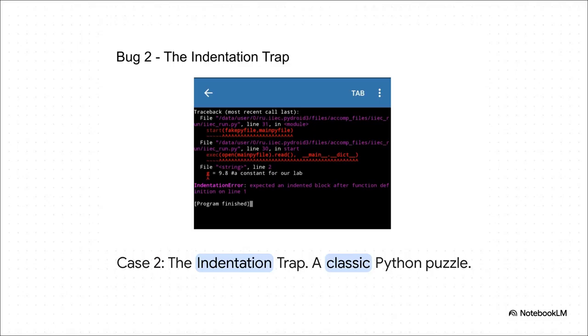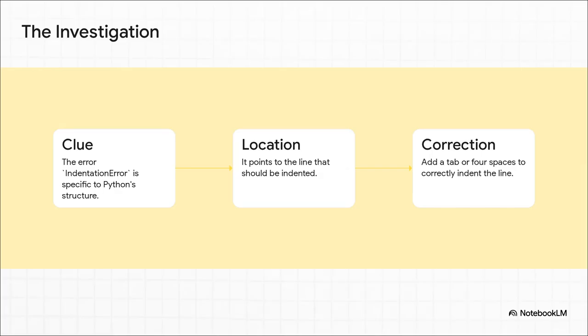All right, on to our next case. This is a classic Python puzzle, the indentation trap. Here, we're seeing a totally different kind of error, an indentation error. In Python, that white space isn't just for making things look pretty. It's actually part of the grammar. And if you get it wrong, your code will grind to a halt. And you know what? We use the exact same investigative method. The clue is the indentation error itself. The location points right to the line that's missing its indent. And the correction is simple. Just add a tab or 4 spaces to fix the structure. See? This process is totally repeatable.